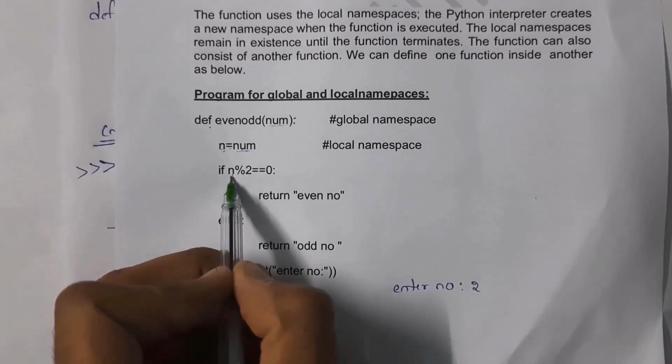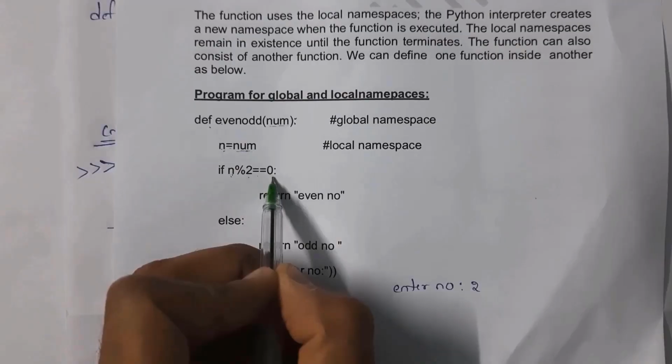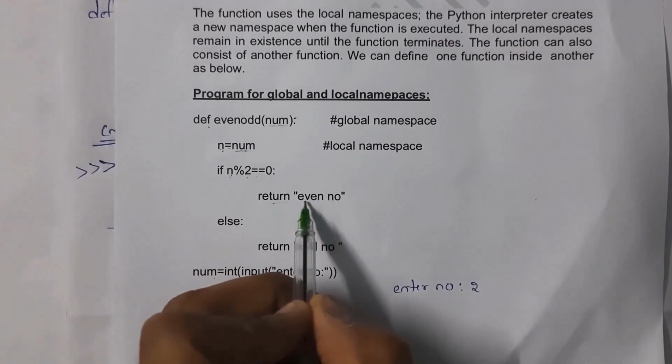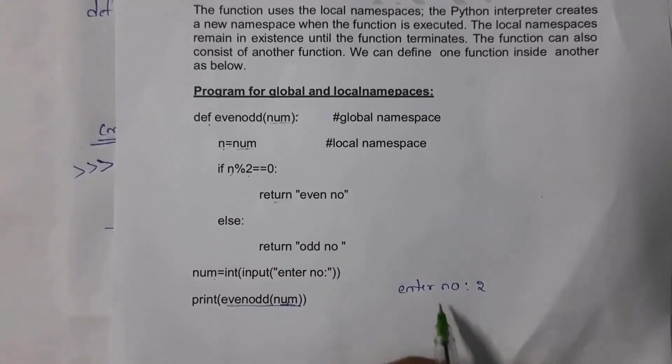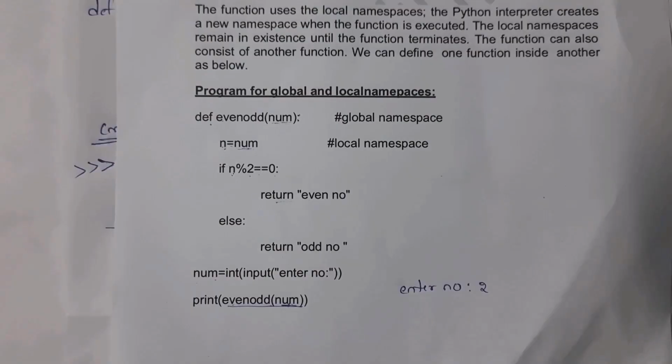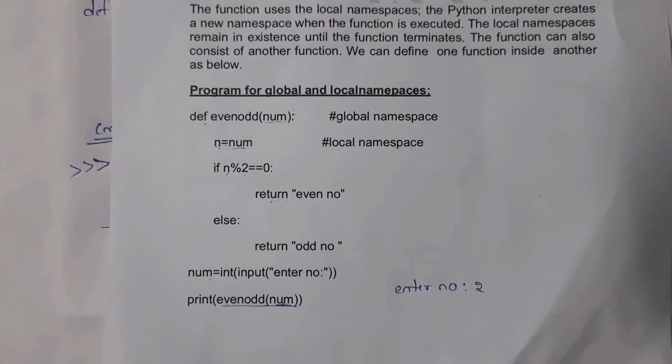And if we divide any number by 2 and we get remainder 0, then we need to return even number, else return odd number. Here I gave 2, so 2 1s are 2, remainder is 0, so I will get the output even number. This is the program for global and local namespaces.